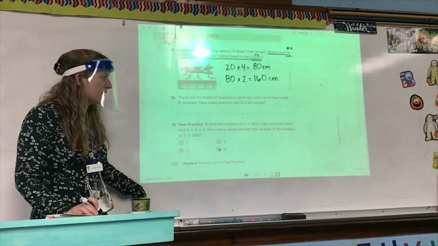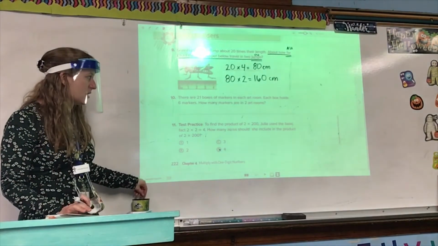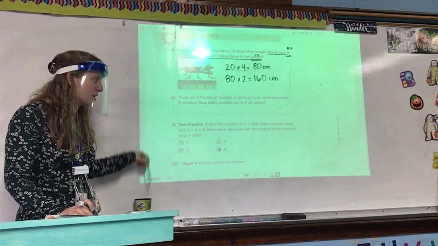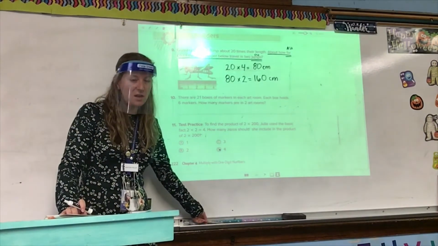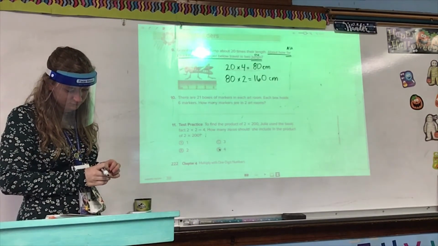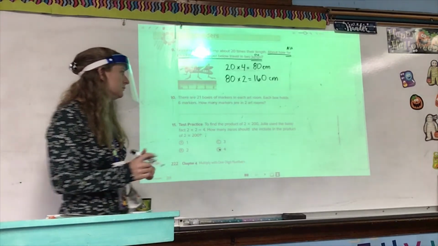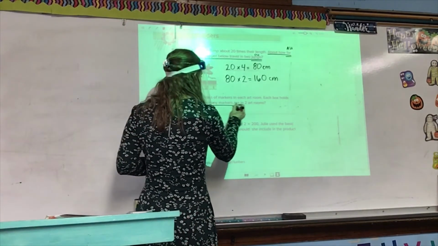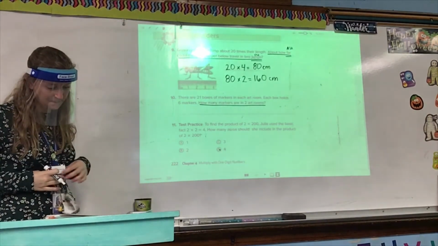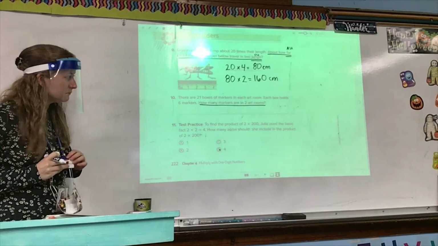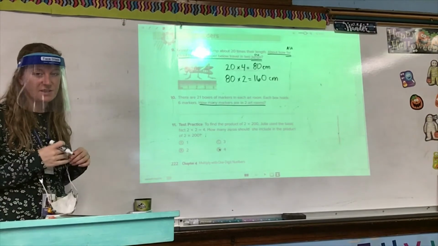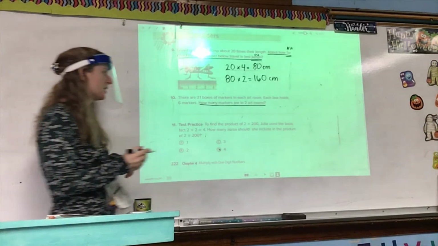Okay, number 10. There are 21 boxes of markers in each art room. Each box holds 6 markers. How many markers are in 2 art rooms? Zari, what's our question? How many markers are in 2 art rooms? Okay, what's our answer unit? Markers.